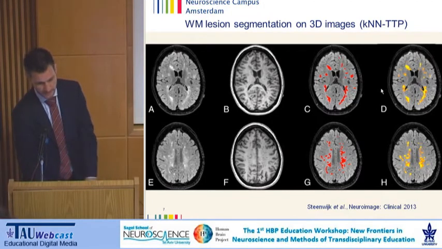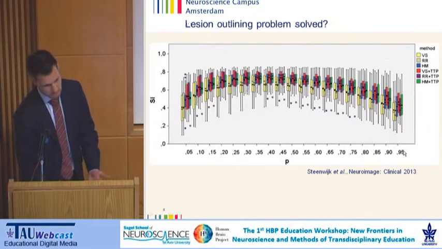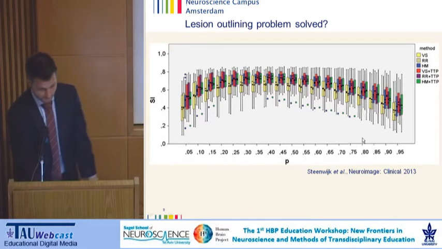So we're working on automating that segmentation, and you can see here a study that we did where we developed such a method. This is the reference outlined by the expert, and this is what the method tells us the lesions are. So the agreement seems to be pretty good. So is that problem now solved?